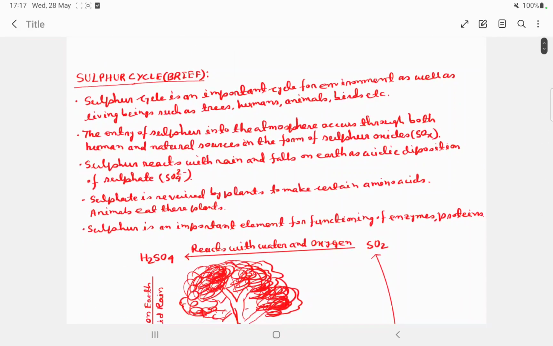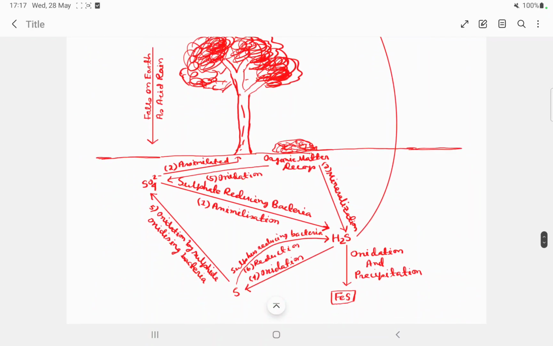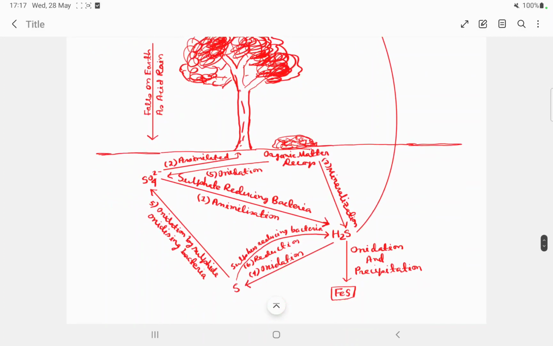So this is a brief discussion regarding the sulfur cycle, and this is the sulfur cycle in a nutshell.